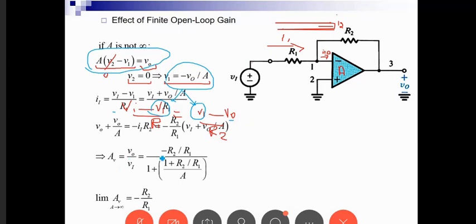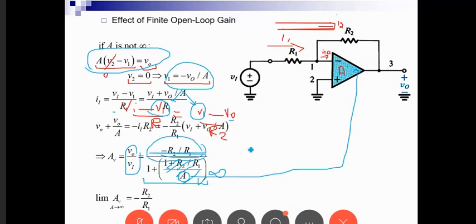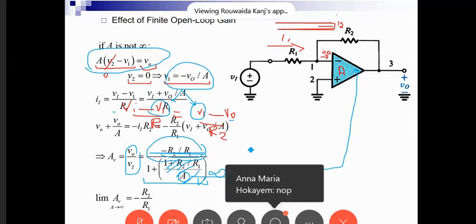The gain, VO over Vn, is equal to minus R2 over R1 over this complex term, and this little A is the characteristic of my op-amp. When A tends to infinity, this whole term drops down to 0, and I end up with the term over 1, which is the term that we derived in the previous slide. Now, does anybody have any question about this amplifier? Okay, great.